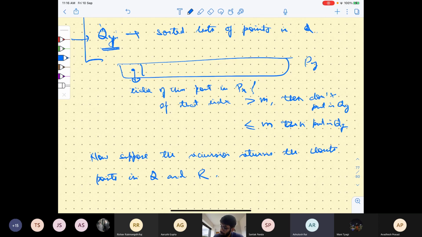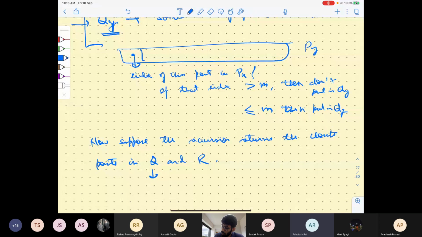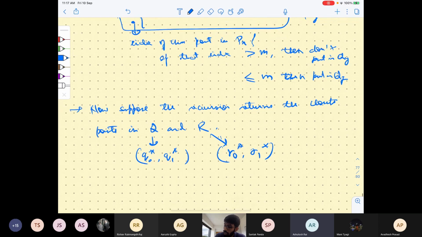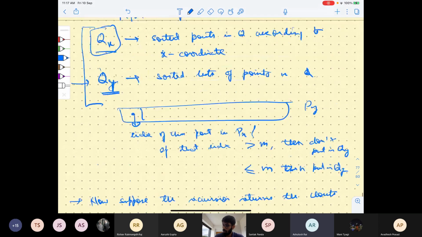So let's say that in Q, the closest points are Q0 star and Q1 star. And in R, they are R0 star and R1 star. Okay, so suppose the recursion has returned this.